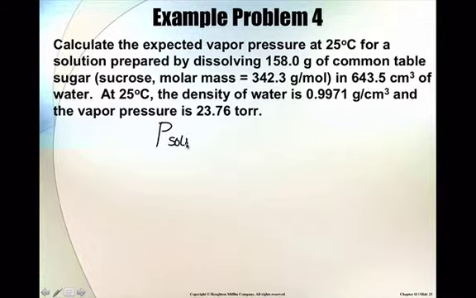So the pressure of the solution, this is just the formula that we learned, is the mole fraction of the solvent times the vapor pressure of the pure solvent. So I just need to make sure I have both these values so that I can plug them in correctly. I know then that I already have the vapor pressure of the pure solvent. They gave that to me right here. So this 23.76 torr is the P0 of the solvent. What I need to calculate then is the mole fraction of the solvent. So the first thing I'm going to do is I'm going to find the moles of sugar.